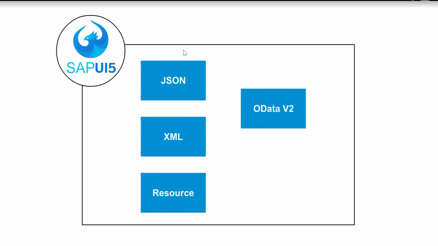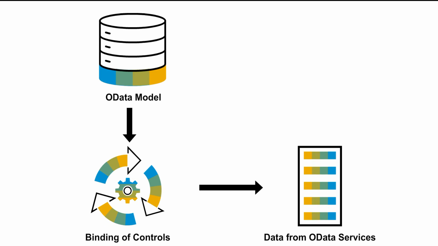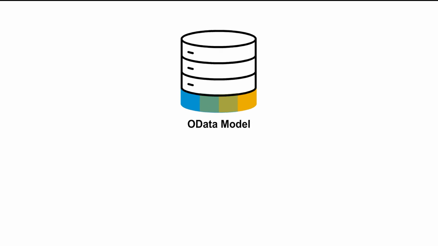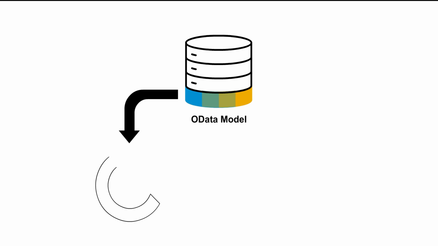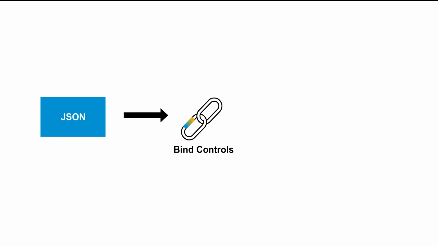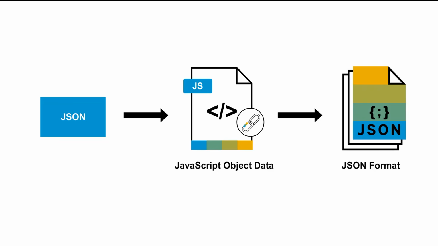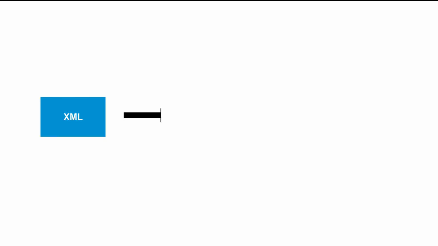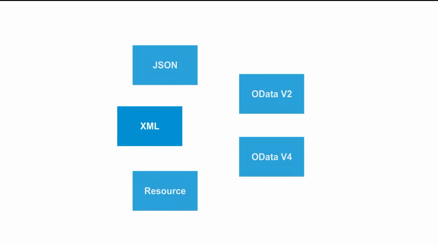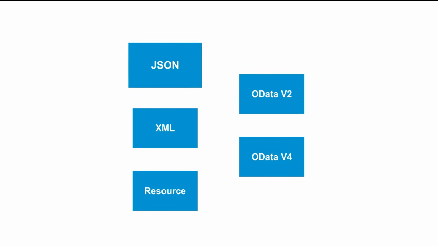These predefined models are provided by SAP UI5. SAP UI5 provides the following predefined models. First, the OData model. It enables the binding of controls to data from an OData service and it supports the following OData versions: V2 and V4. Now, the JSON model. This model is used to bind controls to JavaScript object data, which is usually serialized in JSON format. Now, the XML model. It is possible to bind controls to XML data. And the resource model is for one-time binding and provides translation in different languages.